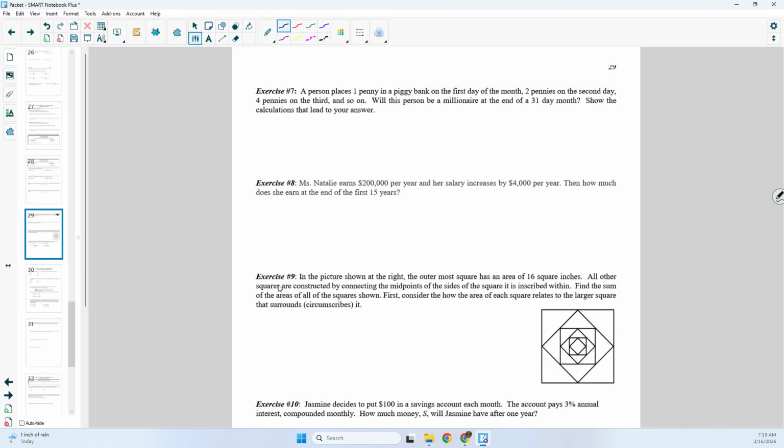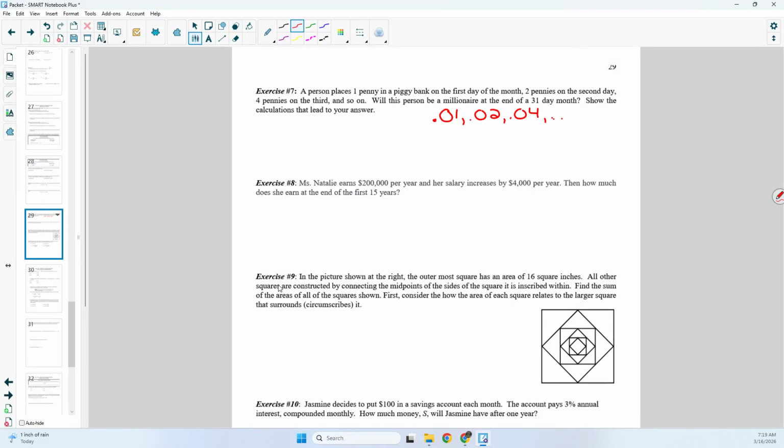piggy bank, 1 penny in a piggy bank on the first day of the month, 2 pennies on the second day, 4 pennies on the third, and so on. Will this person be a millionaire at the end of a 31-day month? So first, we know on any of these sequence or series problems that we want to try to represent our numbers as a list. So that's the information I have.